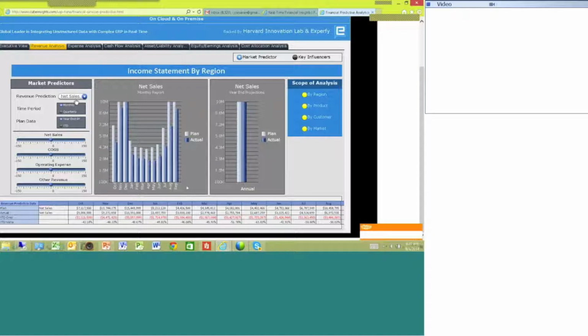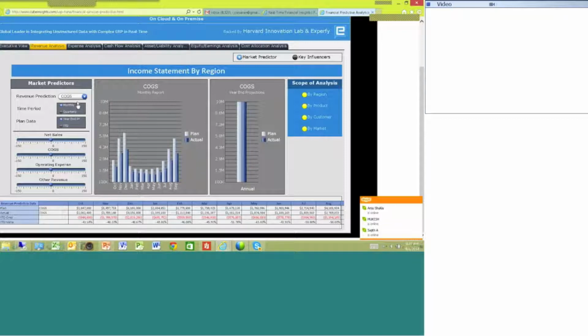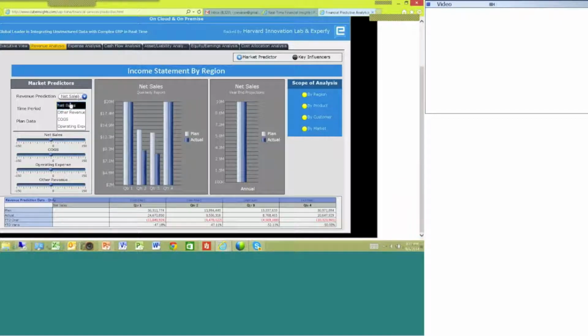You can change your drivers. Now you could see, I'm more interested to focus on cost of goods sold. You could see, I'm interested in operating expenses. I could see. So I'm going to go back to net sale. I don't want to see monthly. I want to look at quarterly view. Okay, I can look at the quarterly view. All right, so I'm looking at cost of goods sold. How does it look? Okay, so I'm going back to monthly.